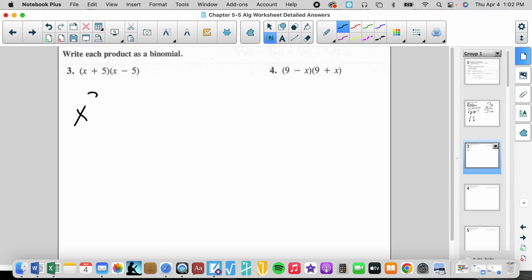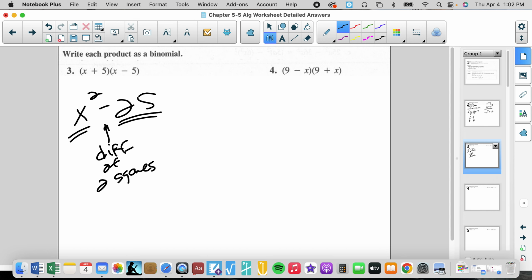So this is x squared minus 25. And notice what it produces. It's the difference, that's a horrible D, difference of two squares. X squared is a perfect square. 25 is a perfect square. It's the difference of two perfect squares. So very interesting. 81 minus x squared. That's how we can do these super fast.